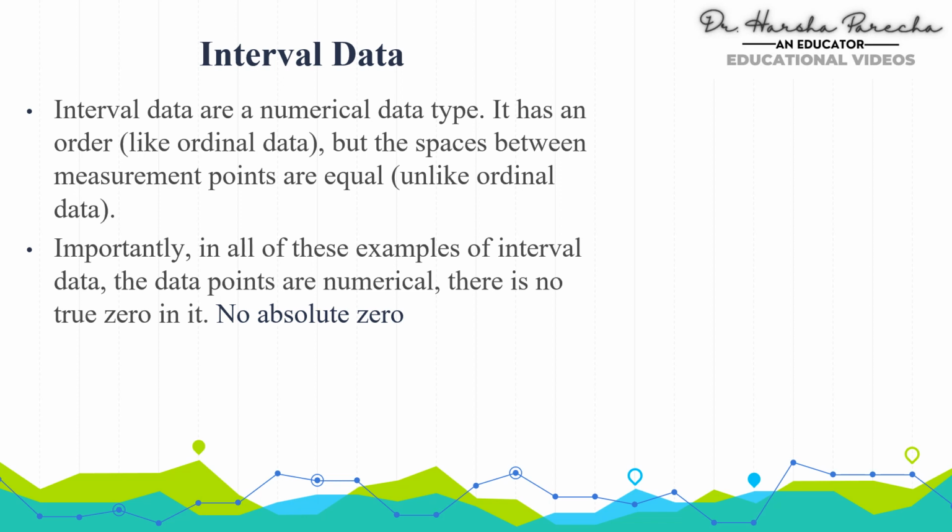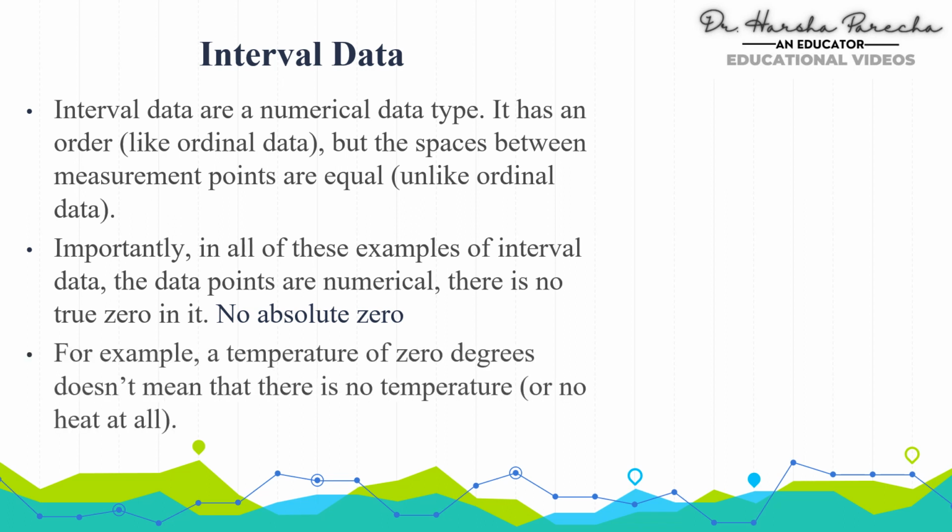Now, what does it mean? Let us try to understand this with an example. For example, a temperature of 0 degrees doesn't mean that there is no temperature at all. There is still temperature. So this is the meaning that no absolute zero exists in interval data.